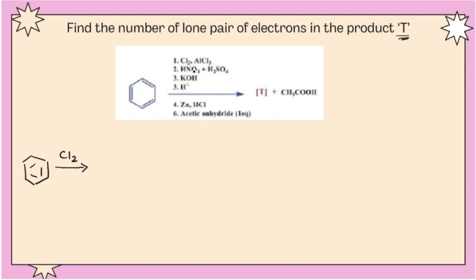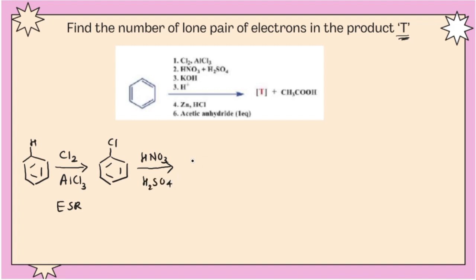The first reaction is a chlorination reaction where benzene is reacting with chlorine in the presence of the catalyst aluminium chloride, and it forms chlorobenzene. This is a classic example of an electrophilic substitution reaction where the hydrogen is being substituted by the chlorine. Now, the chlorobenzene reacts with the nitrating mixture, nothing but a mixture of nitric acid and sulfuric acid.